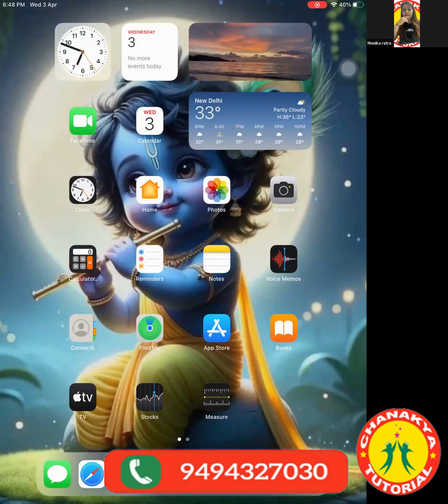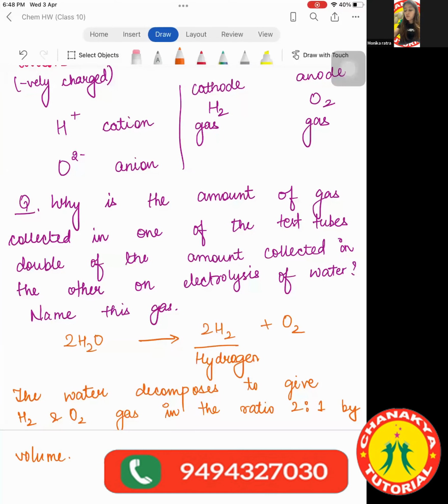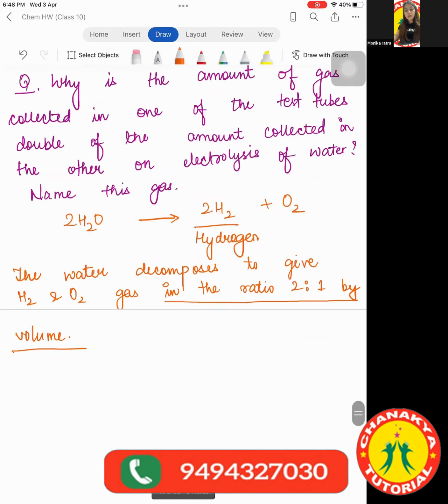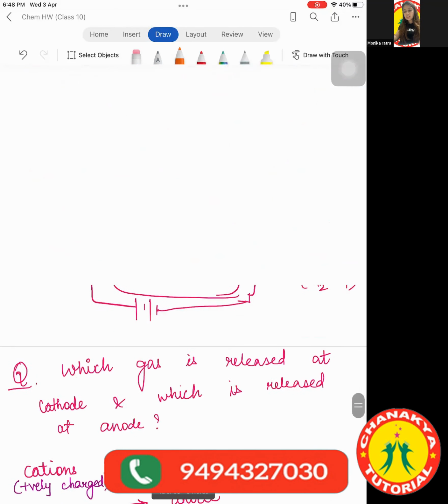And the last question, Dhriti, you tell me why the amount of gas collected in one test tube is double the amount of gas collected in the other test tube? Ma'am, because in the electrolysis of water, it decomposes in the ratio of 2:1. By volume. These four words at the last are important: in the ratio 2:1 by volume. That is the main answer. Fine, children. Next example I will give you. I hope till here everyone is clear. Anyone has any doubt, then I can explain.